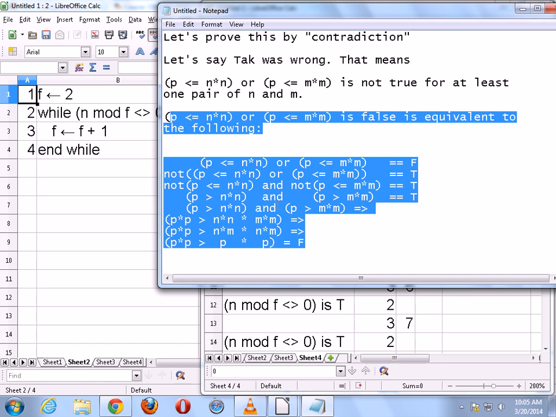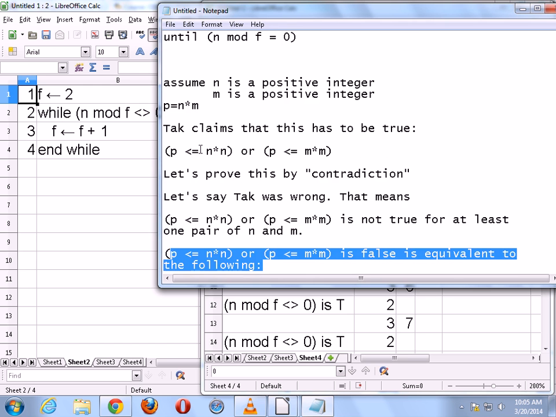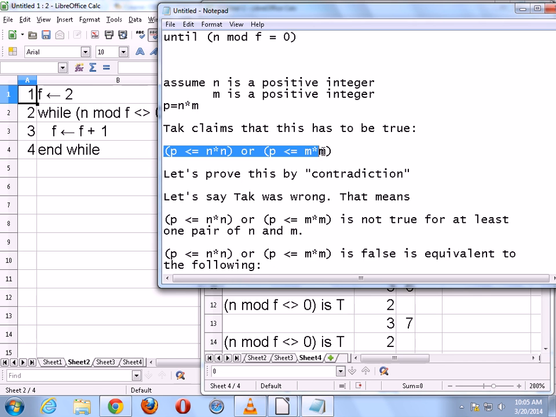But the original claim is valuable to us because what this is telling me is if a number is composite, in other words, if a number is the product of two numbers, then the square of at least one of those numbers has to be greater than or equal to the number itself. And that's why we can stop early. Is that making any sense?